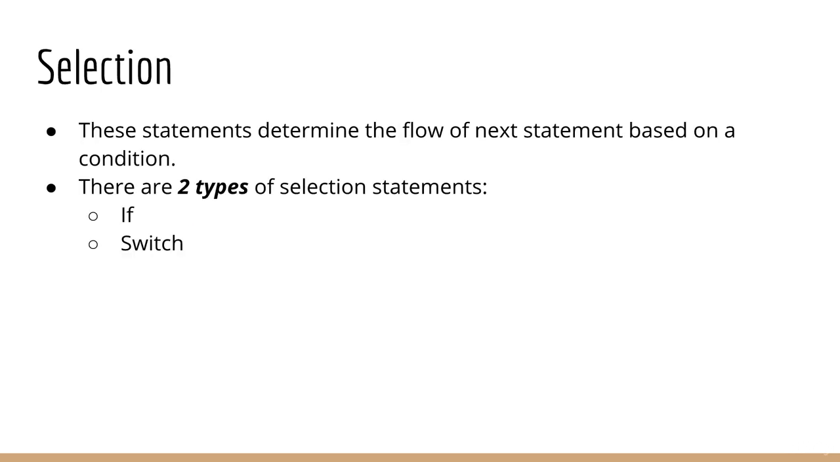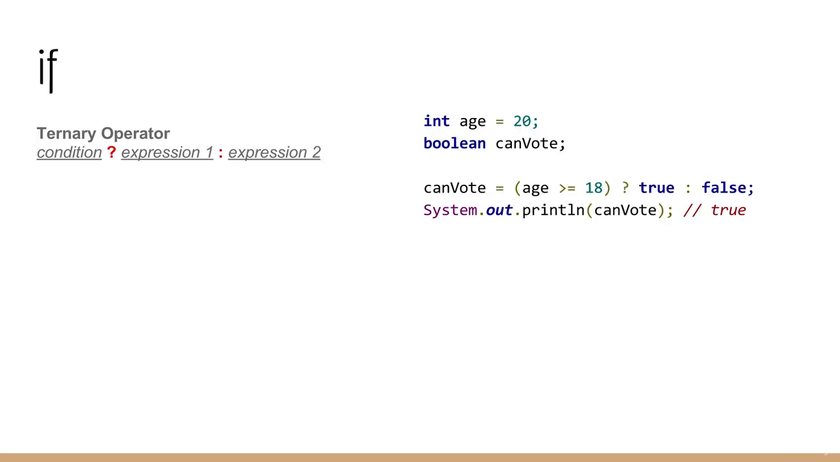Selection statements determine the flow of the next statement based on a condition. There are 2 types of selection statements: if and switch. Here is the example of the ternary operator that we have seen earlier. We can achieve the same result with an if statement. It looks like this.